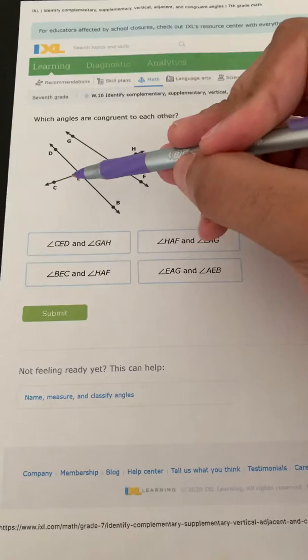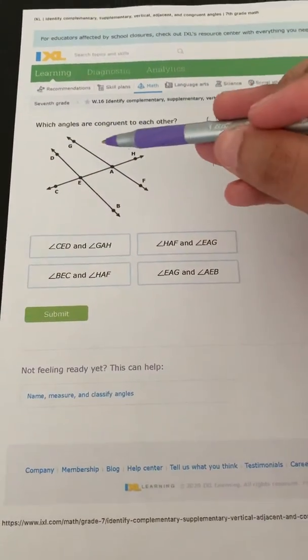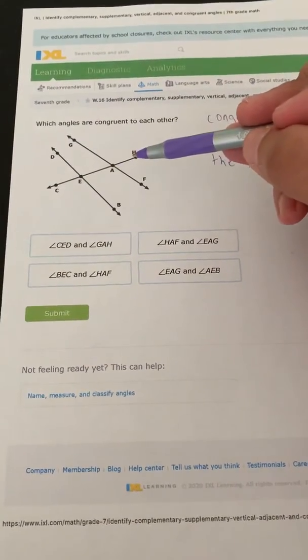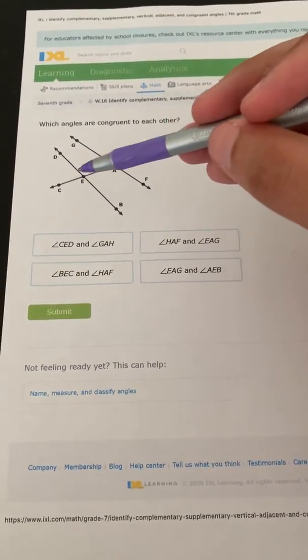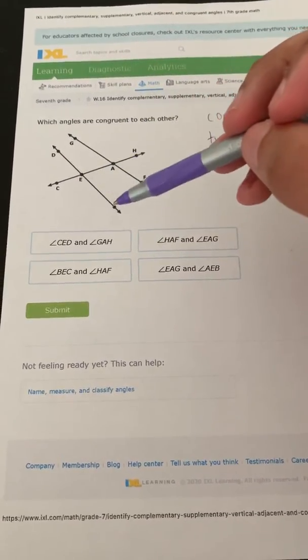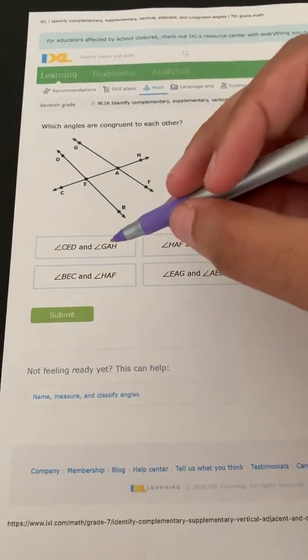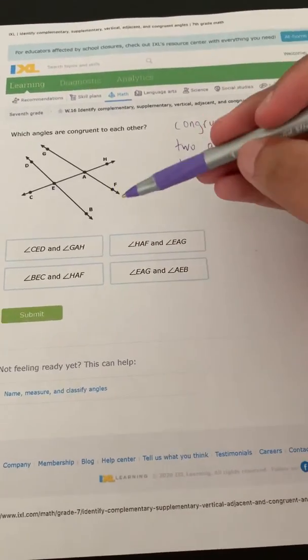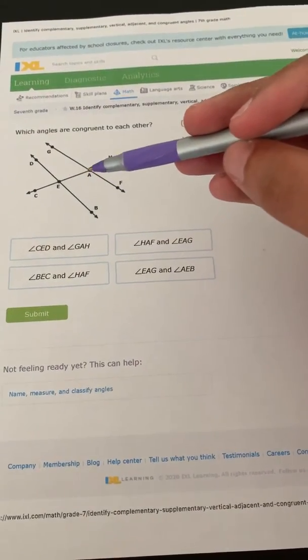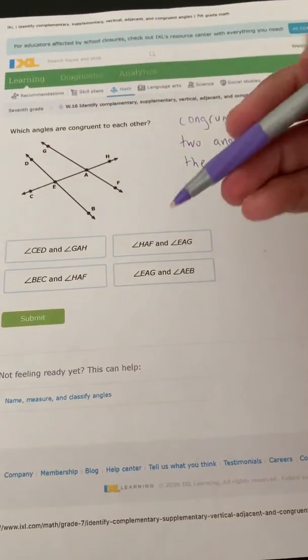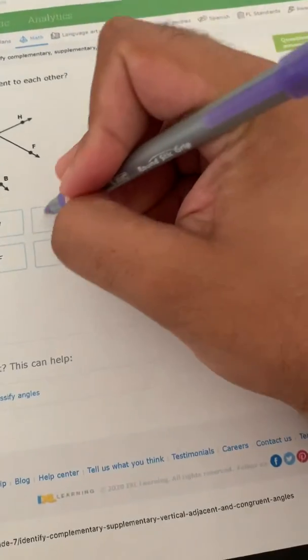Angle CED and angle GAH. No, they're not vertical angles. The vertical angle to angle CED would be angle AEB. So this first one's wrong. Angle HAF and angle EAG. Oh, that looks like that's the correct answer right there.